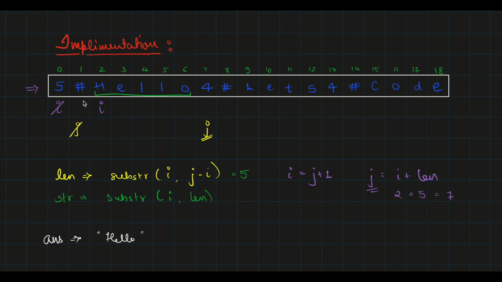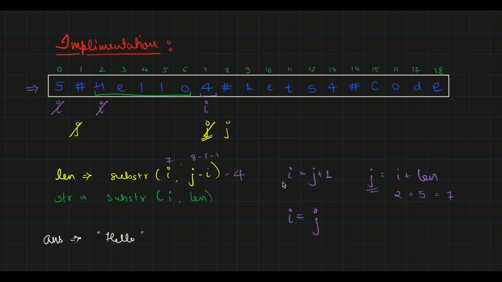Now after all this, i will be equal to j. So we take i from here and up to here. Now we repeat the same thing. So first of all, we will traverse j until we get a hash symbol that is on the very next element. Now here i is at 7 and j minus i, 8 minus 7, is 1. So from the 7th index we will count one element, that is 4. So 4 is the length of our next string.